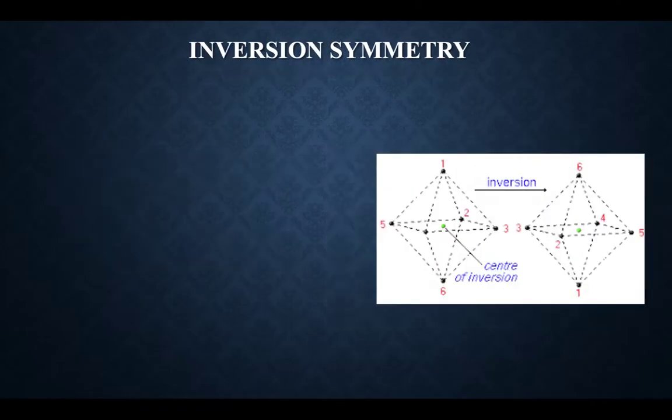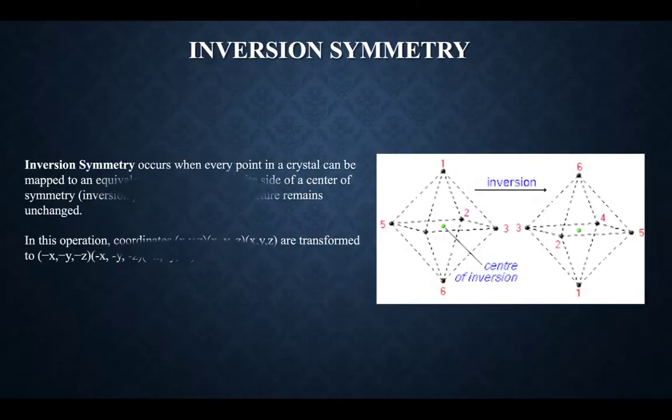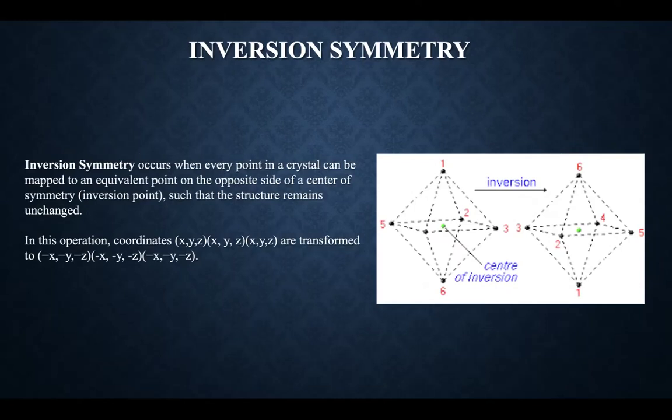So now we'll move on to inversion symmetry. Inversion symmetry is one critical symmetry which we'll be discussing. It occurs when every point in a crystal can be mapped to an equivalent point on the opposite side of a center of symmetry, which we call the inversion point, such that its structure remains unchanged.